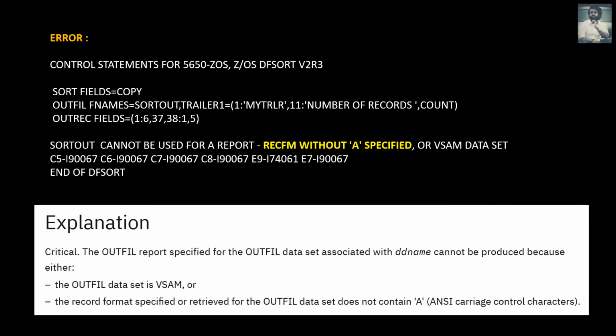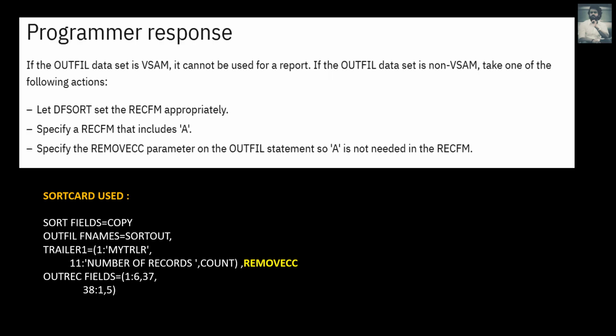Let's see what alternatives we have. We can let DFSORT set the record format appropriately so that it can set A in the record format, or manually specify a record format that includes A, or the usual approach we follow is specifying the REMOVECC parameter in the OUTFIL statement. So this A, ANSI carriage control characters, is not needed in the record format.